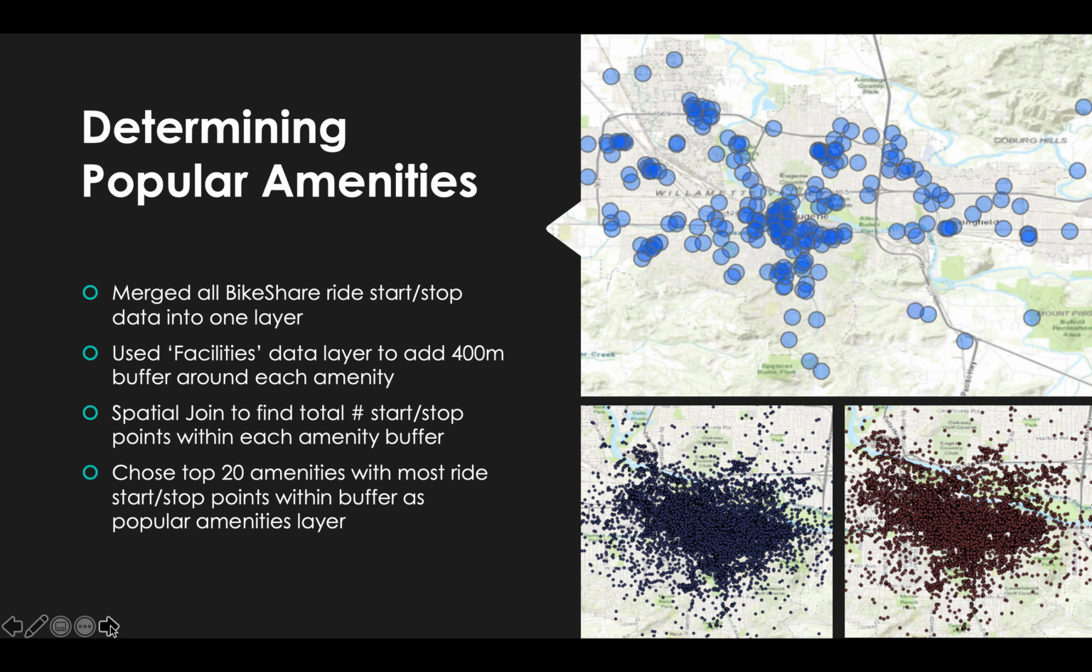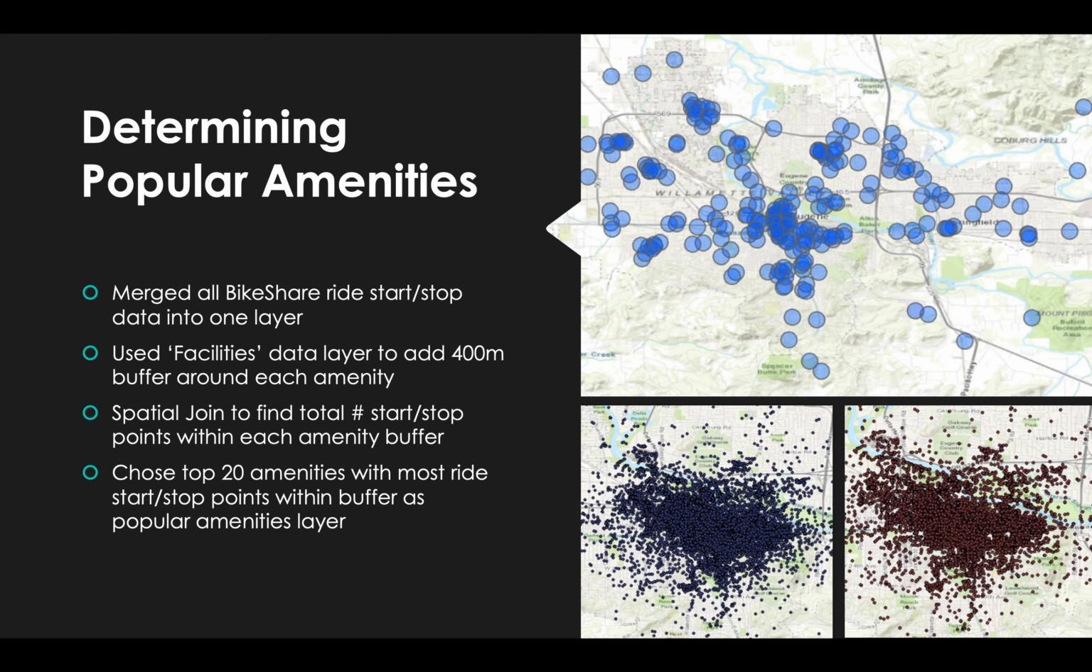So the first step was determining popular amenities among existing bike share riders. I first merged all bike share ride start stop data into one layer, and you can see the start and stop data pictured at the bottom right here. Then I used the facilities data layer to add a 400-meter buffer around each amenity, and I chose 400 meters because that's what the reference study used. That's what they determined was optimal.